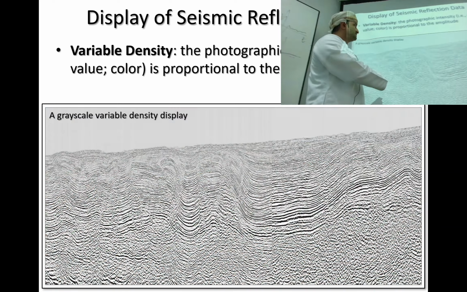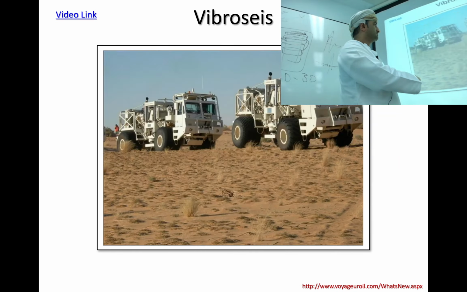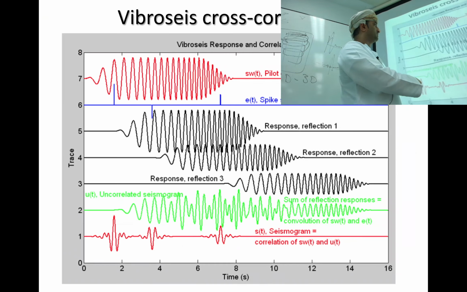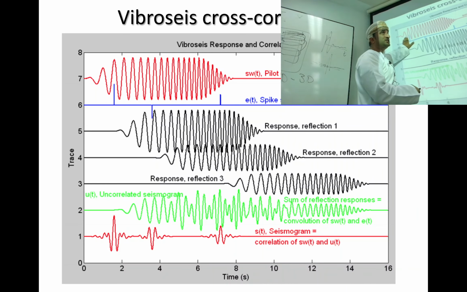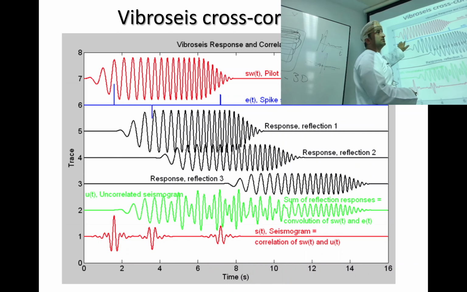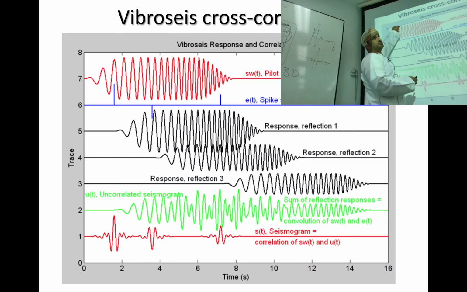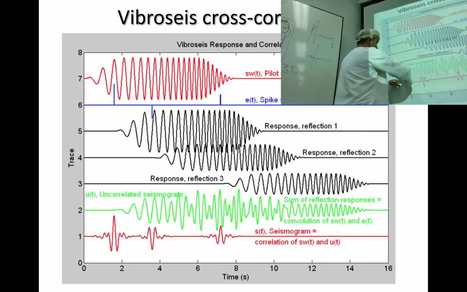What is the reflectivity series? If I go back, yes, this is the reflectivity series. What happens if this change in acoustic impedance is very large? What happens? You will get a large one. So if this is large, this becomes very large.